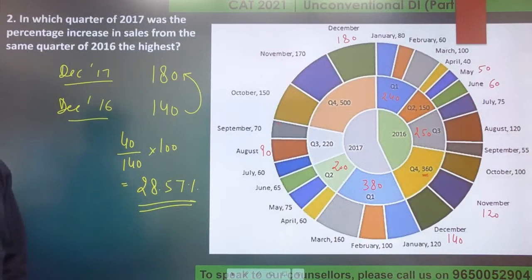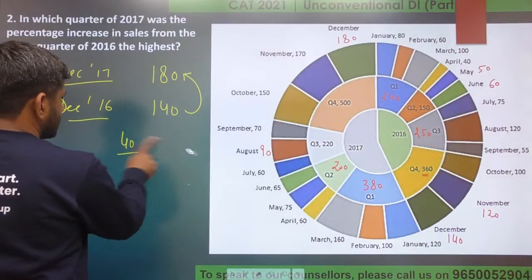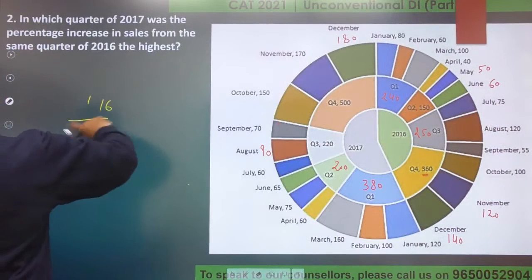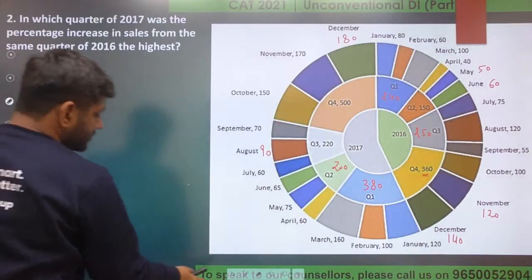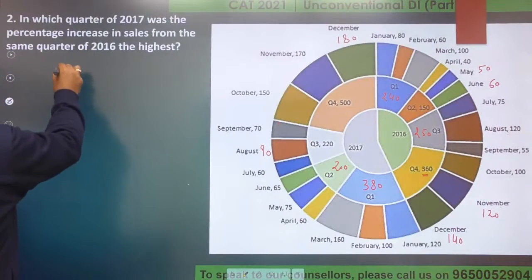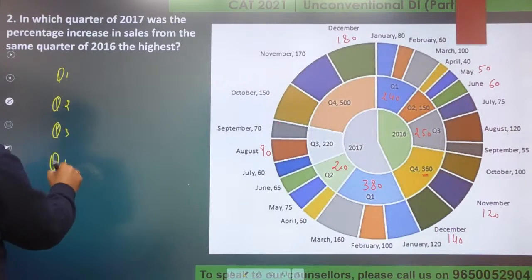The second question is, in which quarter of 2017 was the percentage increase in sales from same quarter of 2016 the highest? Right? So let me just erase this data once. इस सबको हटा देता हूं यहां से. In which quarter of 2017 was the percentage increase in sales from same quarter of 16? Quarter wise check करना है. So let's check quarter 1, quarter 2, quarter 3, quarter 4.